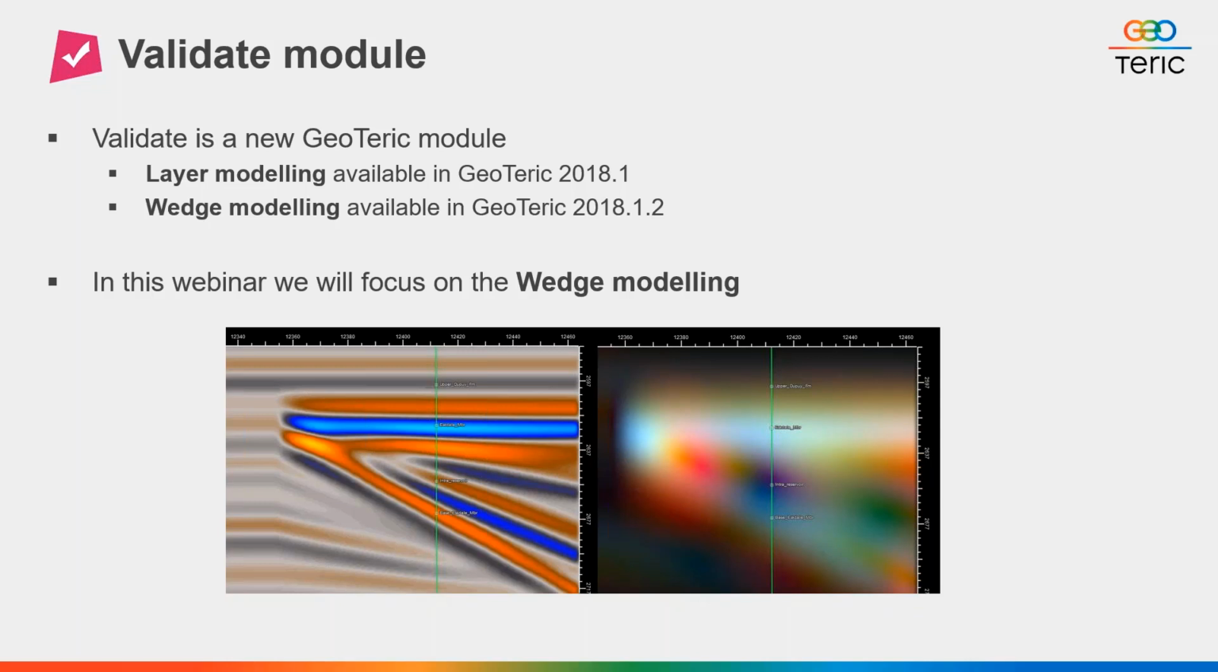RGB color blends. So when we use the wedge model, the main objective is to test different thicknesses and how different thicknesses of our different layers will have a different color response in an RGB frequency decomposition results.